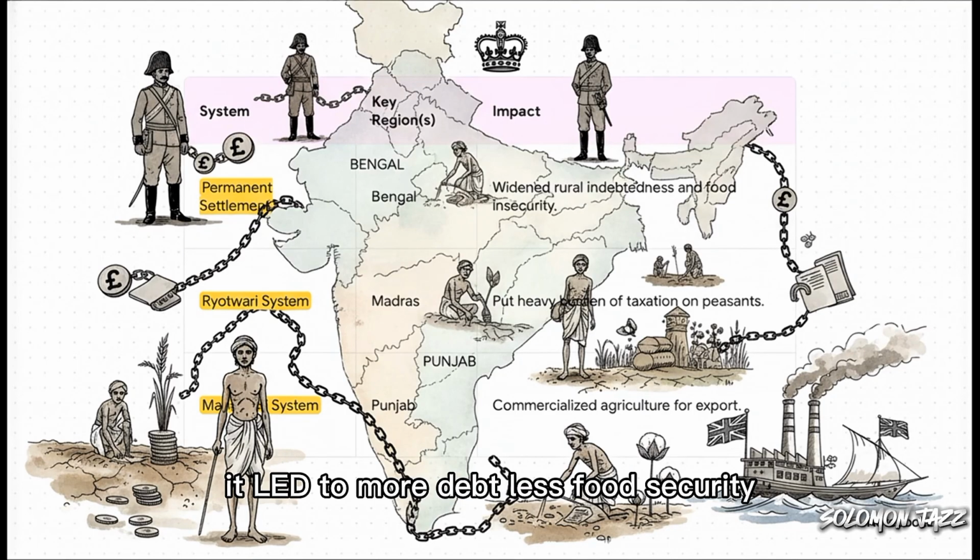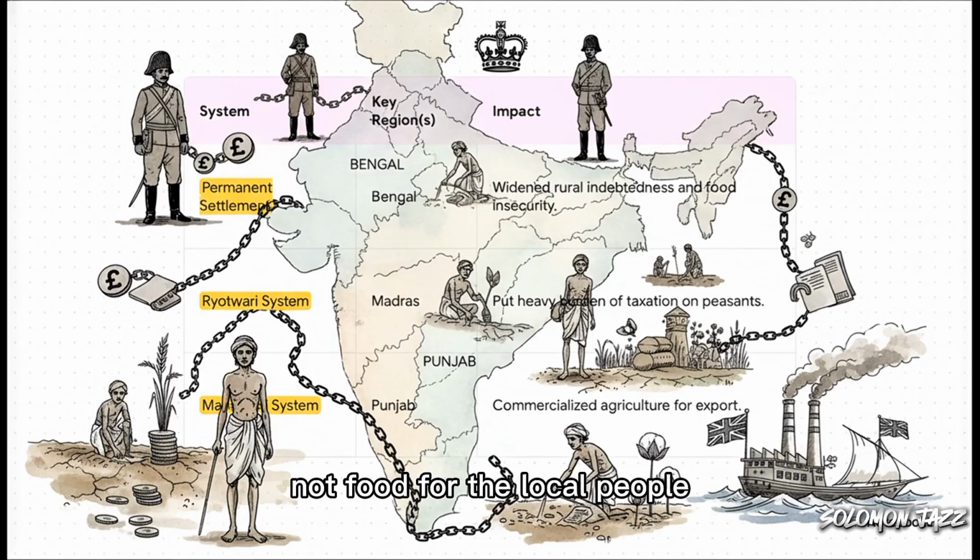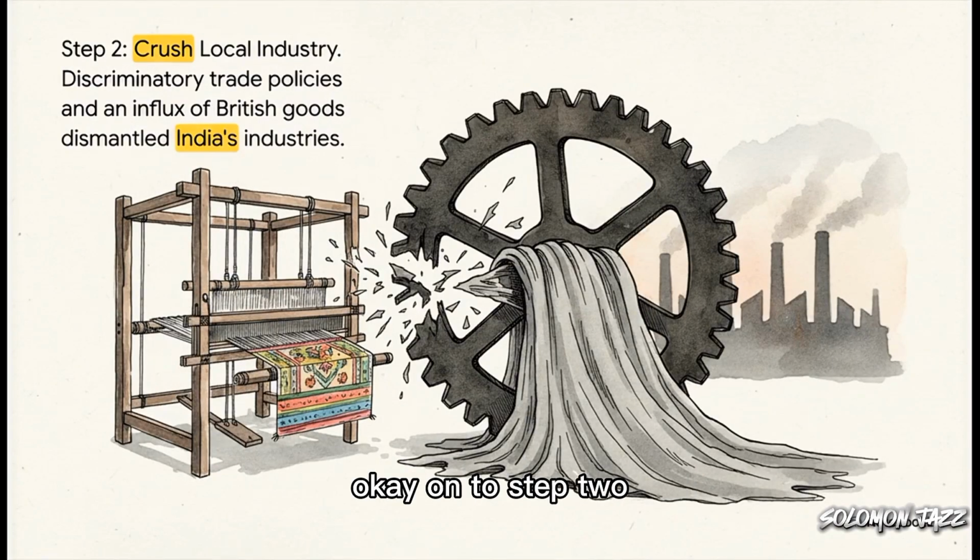It led to more debt, less food security, and a big shift towards growing cash crops to be exported, not food for the local people. Okay, on to step 2, crushing local industry.